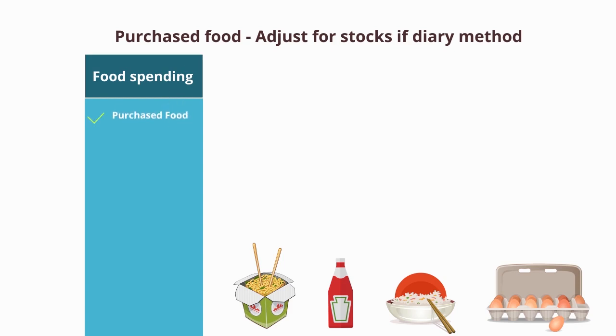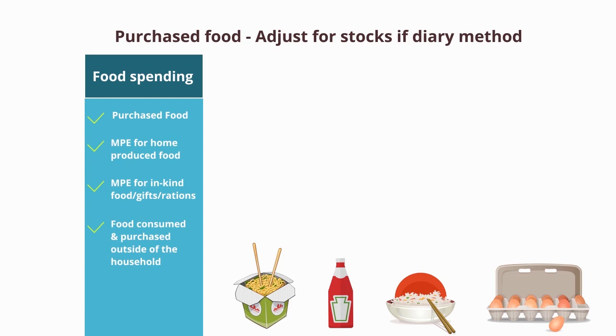and I'll speak about that more in a minute, the market price equivalent for home-produced food, the market price equivalent for in-kind food payments, gift of foods, and rations, which is a growing issue as there are more displaced populations and as the challenge of global climate change increases, and food purchased and consumed outside the household. I mentioned purchased food adjusting for stocks if necessary because the recent experiment in the Marshall Islands has shown that this is an area in which data collection is increasingly problematic.